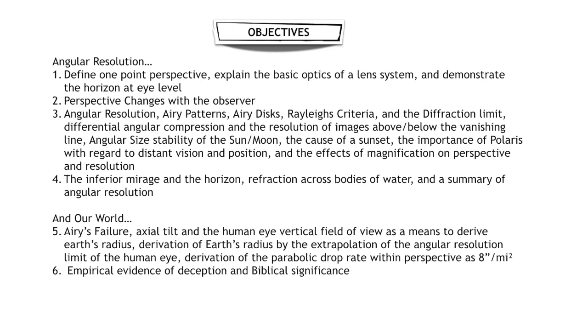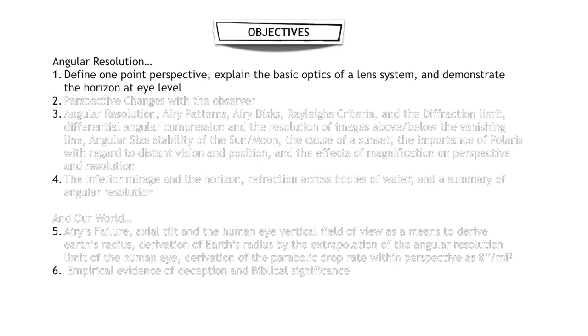We will discuss a little bit about Airy's failure, the axial tilt, and the human eye vertical field of view as a means to derive Earth's radius. We will also discuss the derivation of Earth's radius by the extrapolation of the angular resolution limit of the human eye, and a derivation of the parabolic drop rate within perspective as 8 inches per mile squared. And finally, we will close on empirical evidence of deception and biblical significance.